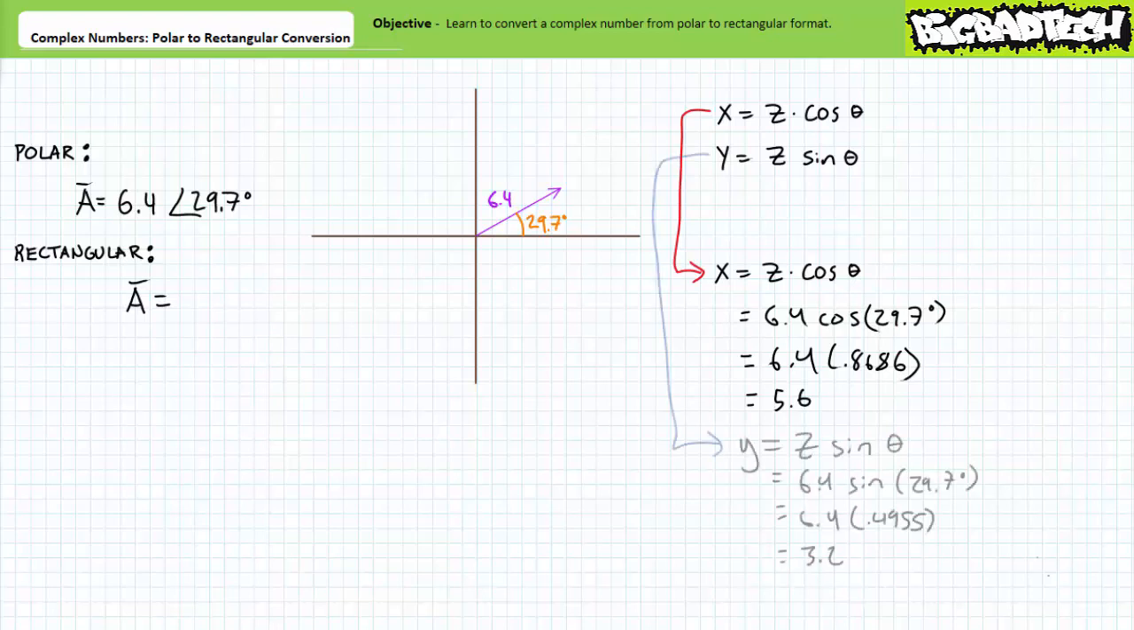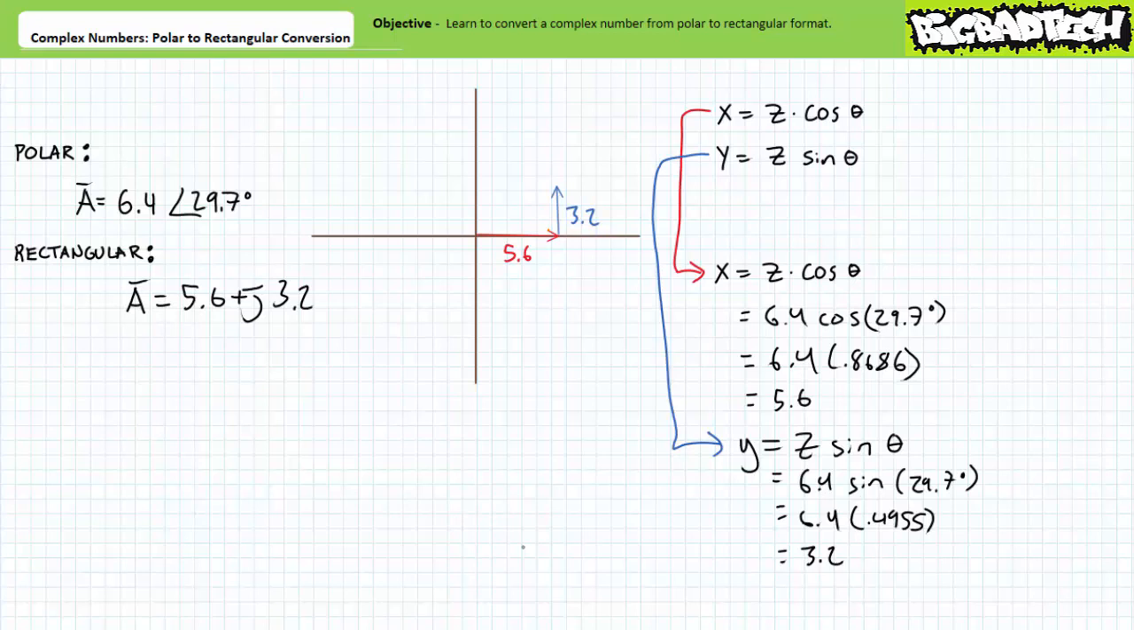Now let's determine the vertical imaginary y component. The formula determines the vertical imaginary y component of the equivalent rectangular complex number as the magnitude 6.4 times the sine of the angle 29.7 degrees. Substituting in our given values, we find a vertical imaginary y component of roughly positive 3.2. So 6.4 at an angle of 29.7 degrees is positive 5.6 plus j 3.2.